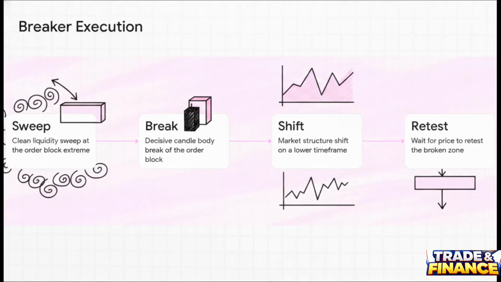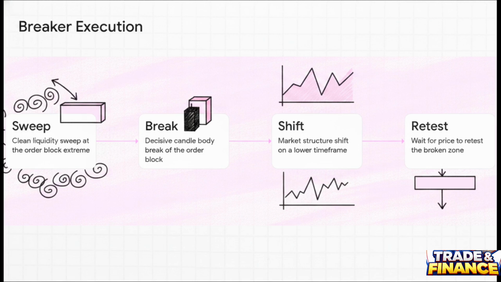The crucial point here is sticking to this 4-step checklist. Step 1, wait for a clean liquidity sweep at the extreme of an old order block. Step 2, ensure the price decisively breaks the order block. We want to see a full candle body close past the zone, not just a little wick. Step 3, confirm a market structure shift on your lower execution time frame.